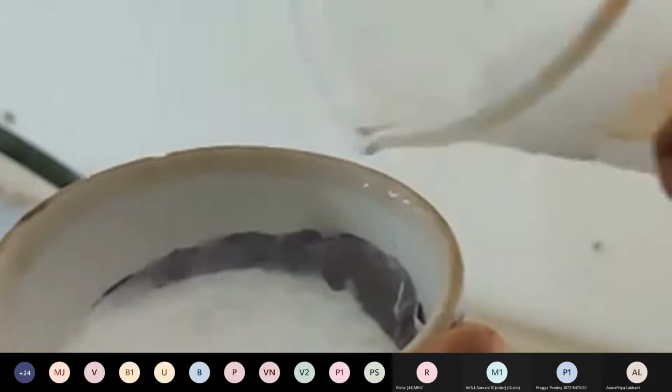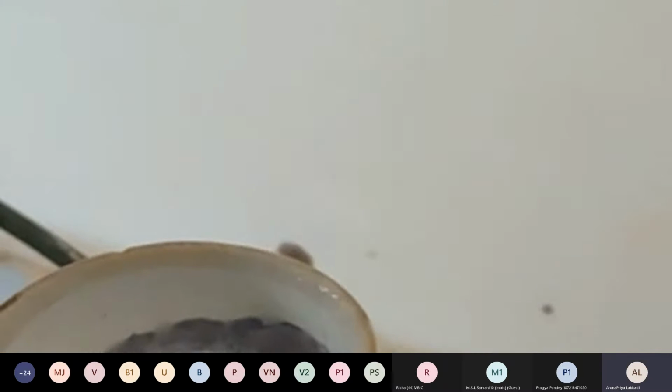Can you see how fast the filtration is happening? Are you able to see? Now it is visible. Can you see the white crystals? What is the color of the product? White color product is absorbed inside of this funnel. So that is nothing but para-bromo-acetanilide.